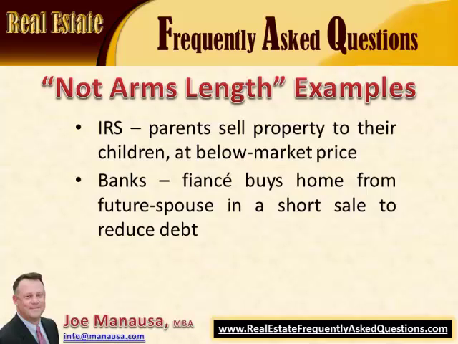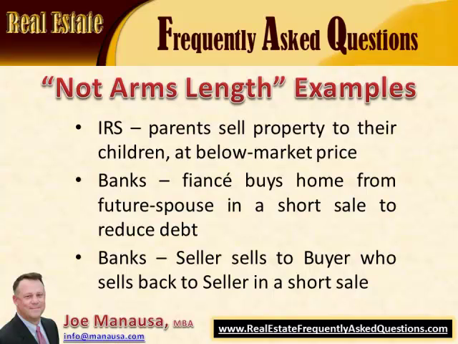Banks would consider it not arm's length if a fiancé bought a home from a future spouse in order to reduce the debt of the future family. And banks consider it not arm's length when a seller sells to a buyer who sells back to the seller in a short sale so that the original owner owns the property with lower debt.